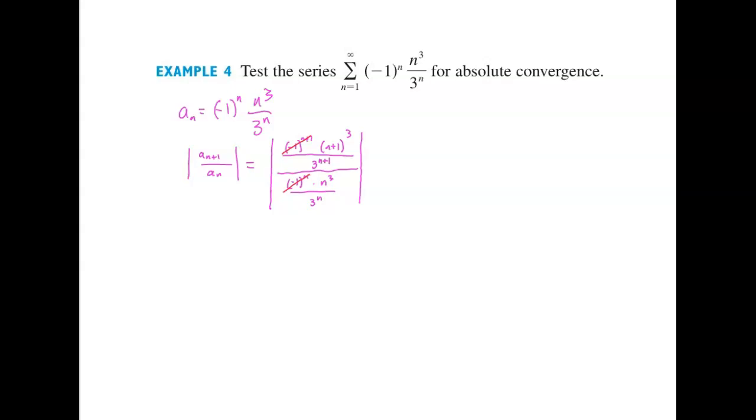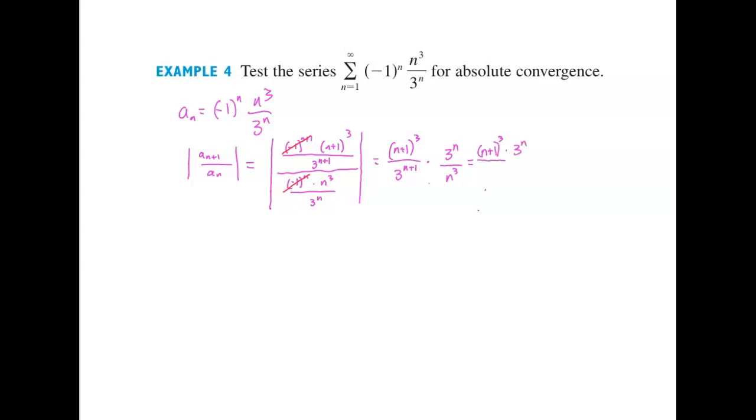And I can drop the absolute value at this point because n is just the index of my term in the sequence, so n is always positive. All right, so this becomes n plus 1 cubed over 3 to the n plus 1, and then I'm going to change this to multiplication of 3 to the n over n cubed. Okay. So n plus 1 cubed times 3 to the n.